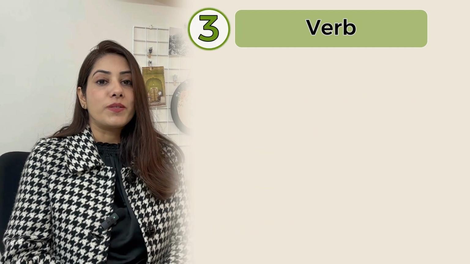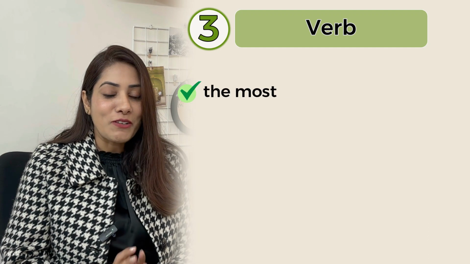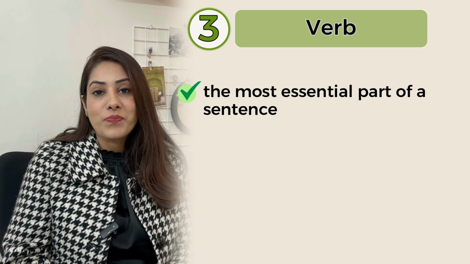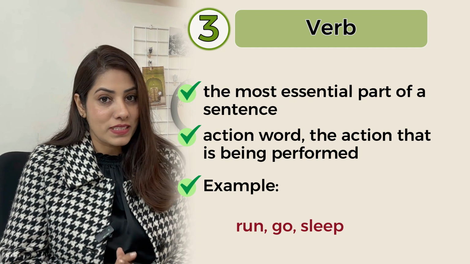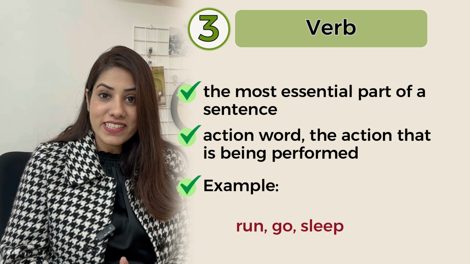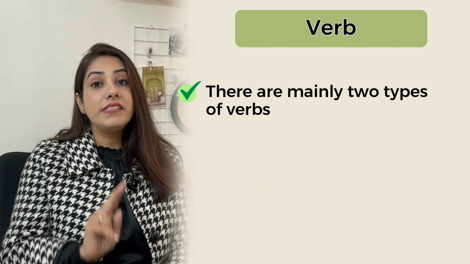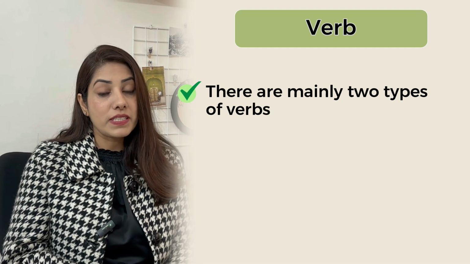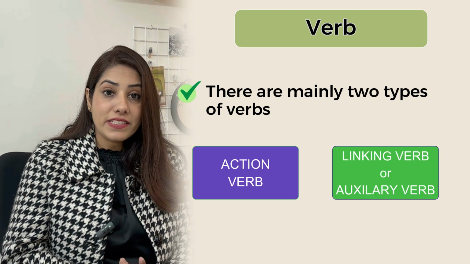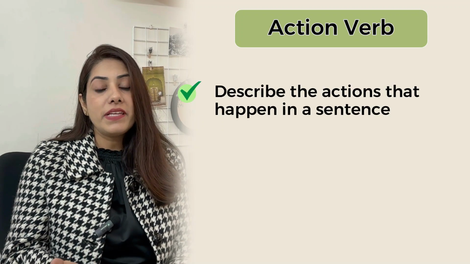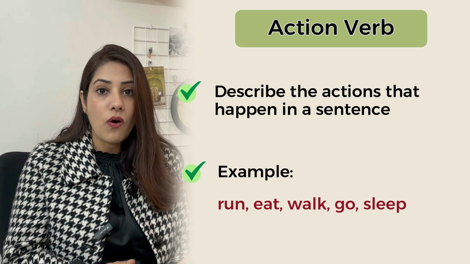Number 3 is verb. Now, the verb is the most essential part of a sentence. Without it, no sentence is complete. So, the verb is the action that is being performed in the sentence, the action that the subject is doing. There are mainly 2 types of verbs in a sentence: action verb and linking verb. The action verbs describe the action that happens in a sentence, like run, eat, walk.